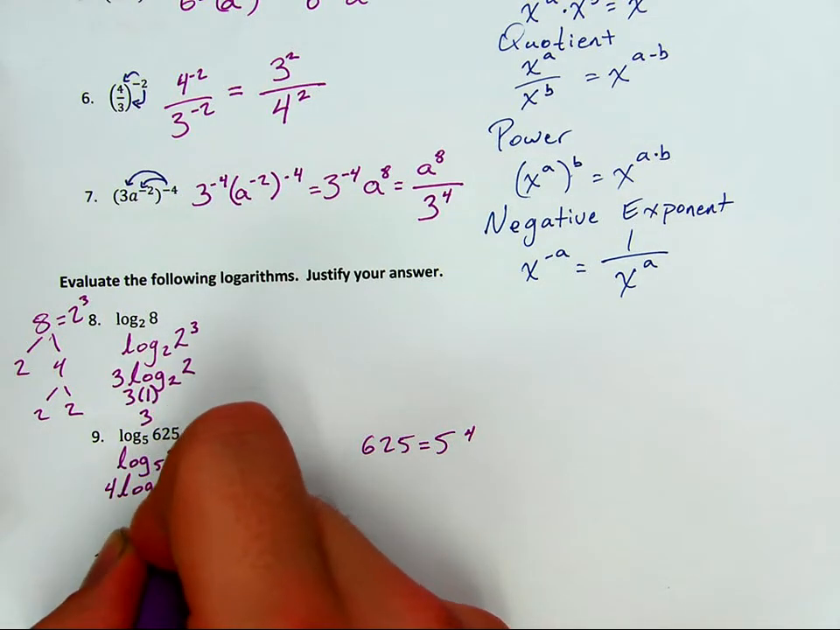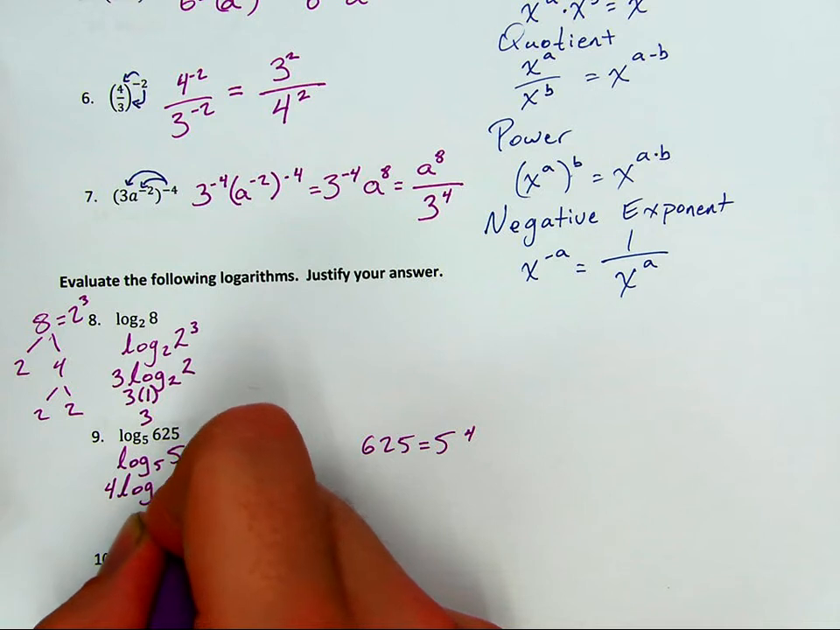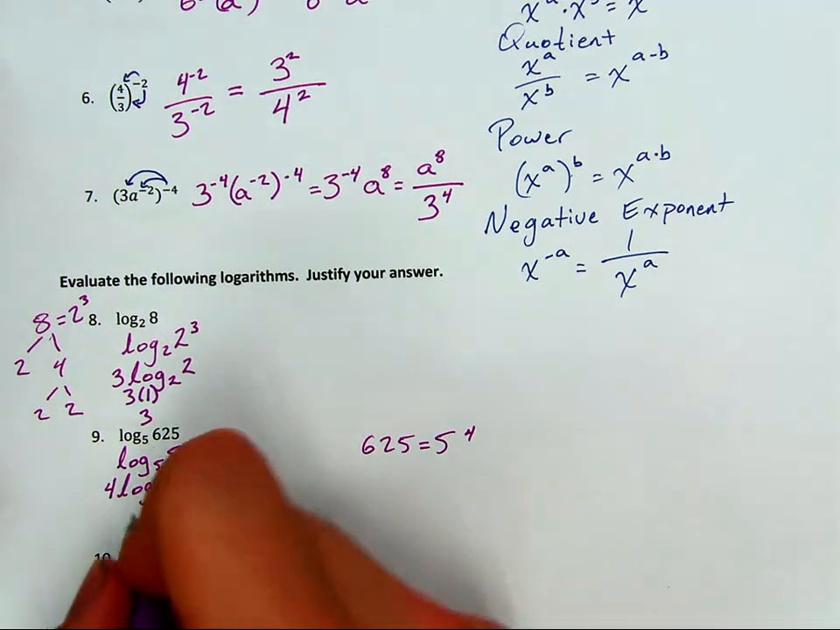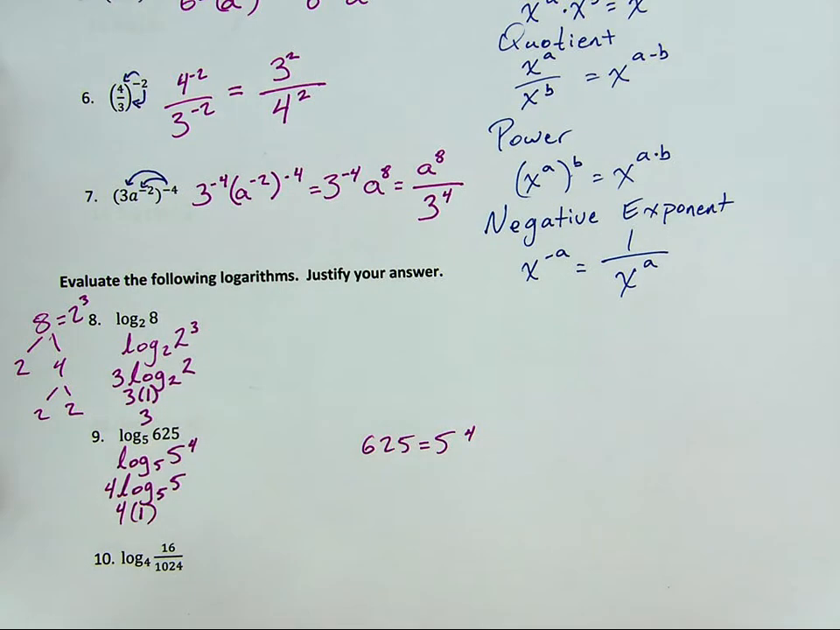And again, from number 3, we know that log base 5 of 5 is equal to 1. And that entire thing is multiplying 4. So then we can take 4 times 1, which gives us 4. So log base 5 of 625 is equal to 4.